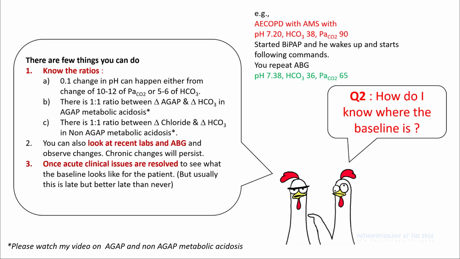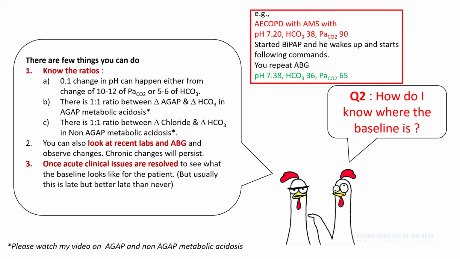You can also look at the recent labs and ABGs and observe changes. Chronic changes will persist while acute changes will improve. Lastly, once acute clinical issues are resolved, you can look at the new ABG and that would possibly depict where the patient's baseline is.